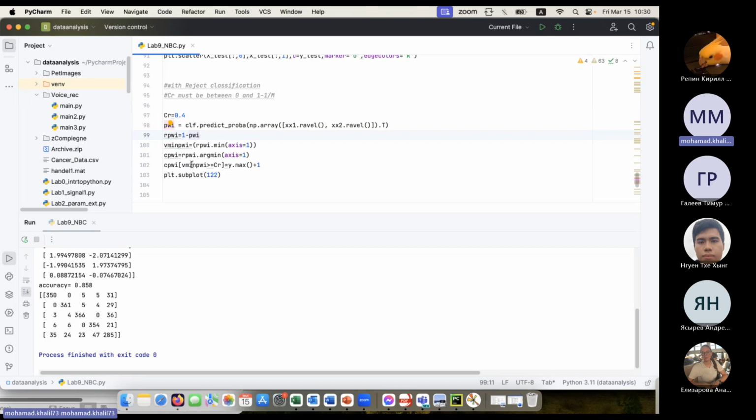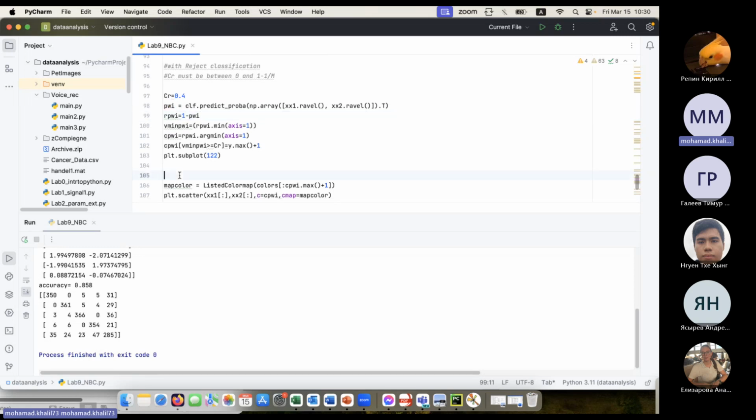If the value of the minimum is greater than CR, that means I have to say I don't know. What is I don't know? That means I have to create in CPWI a new class, which is I don't know. CPWI is the argmin, that means the class, 1 or 2 or 3 or 4, or 0 to 4. So if the minimum is greater than CR, you have to add the new class.